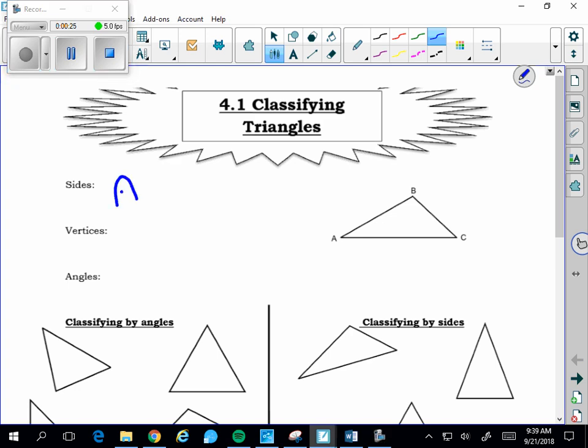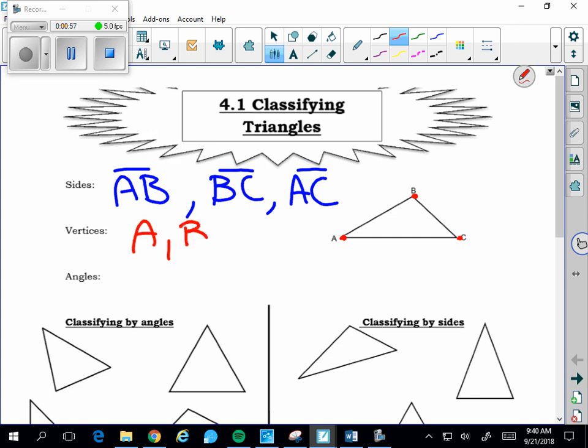So I'm going to say I have side AB, side BC, and side AC. We'll remember from line segments, it does not really matter what order we do that in. I could also have said BA, CA, and CB, but I'll leave it like that. Vertices, those are these points where all of them meet. So my vertices are A, B, and C.